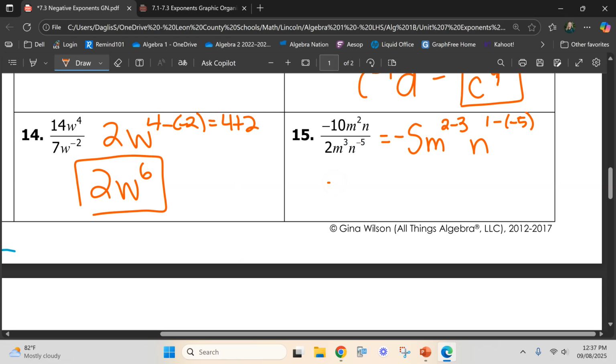Good. So we have -5, m to what power? -1. Thank you, Angel. And what's the exponent for n? 6. All right, Tyler, that was our final answer.